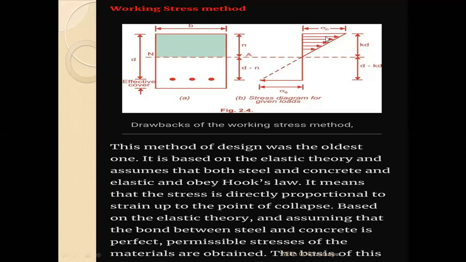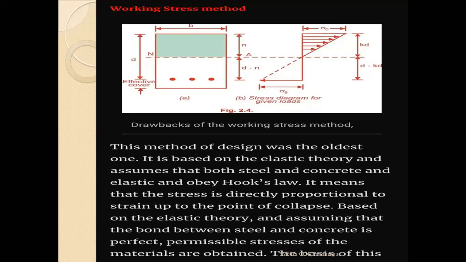You will see the difference in the direction of the arrow. Here the direction of the arrow is from this point to this point, from leftward to rightward. And here, if you see the direction of the arrow, it is from rightward to leftward. So this shows that these two stresses are opposite in nature. If this stress is compressive, then this stress will be tensile. So this is the typical stress distribution diagram for the working stress method. These types of stresses are developed in the working stress method.